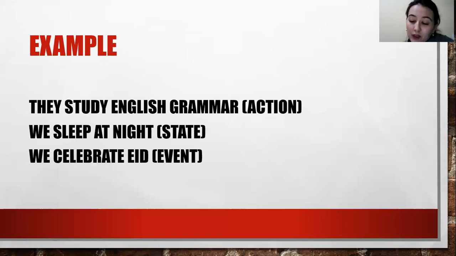So for example, we can have just verbs which are action verbs, state verbs, or event verbs. Yeah, so, they study English grammar. This type of verb is called action because it shows us action. Yes, we sleep at night. This is also a verb, but it shows us the state of a person or a thing. We are not doing any action when we are sleeping. That's why this is called a state verb. We celebrate Eid. This is an event verb.